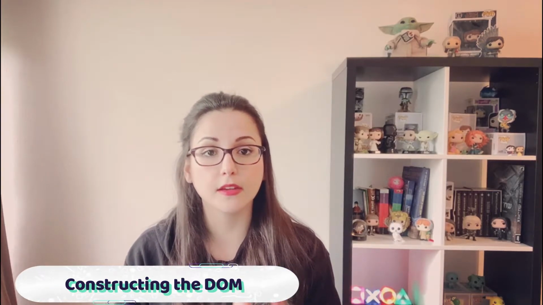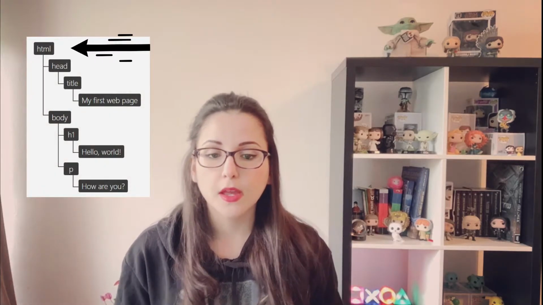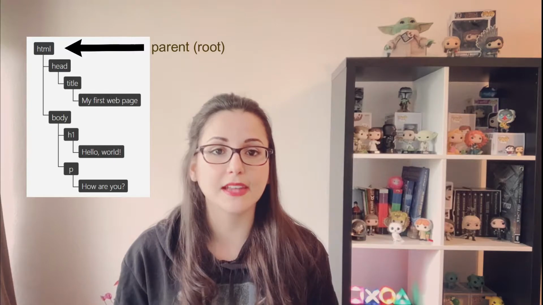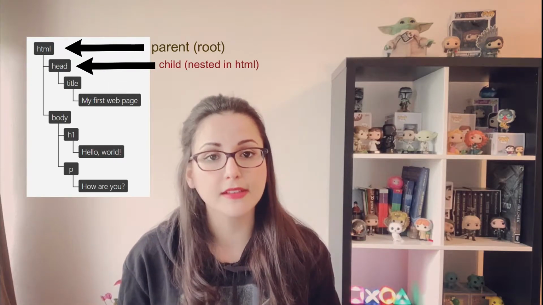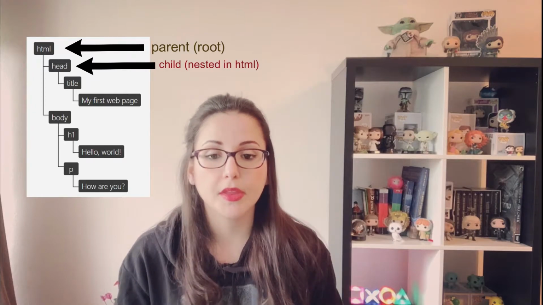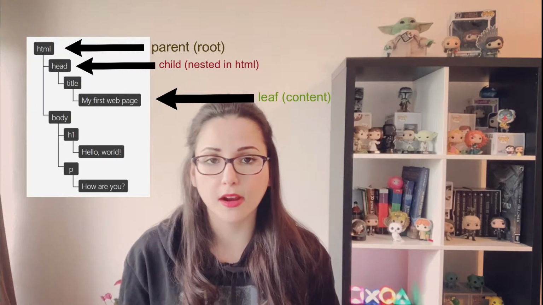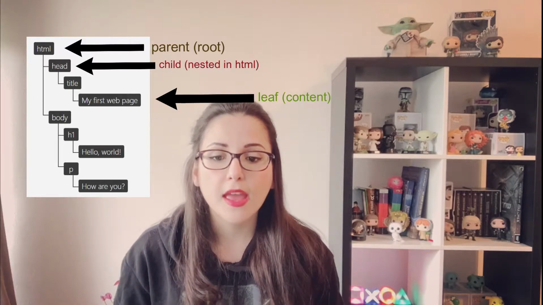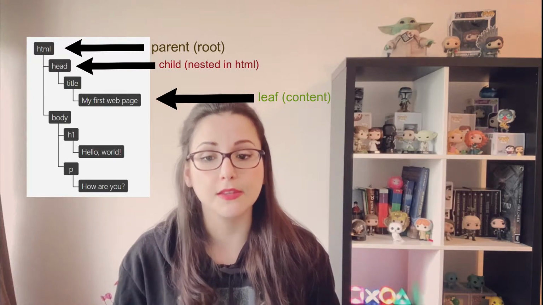So let's start with the first step, which is constructing the DOM tree. DOM stands for Document Object Model, and it's an object representation of the parsed HTML document. Starting from the root element, the HTML, which is the first one, the parent, nodes are created for each of the nested elements in it, and also the text and content are included. Elements nested within other elements are called the children, the child elements, and the content we call the leaves. The nodes also include the attributes that were defined for each element.